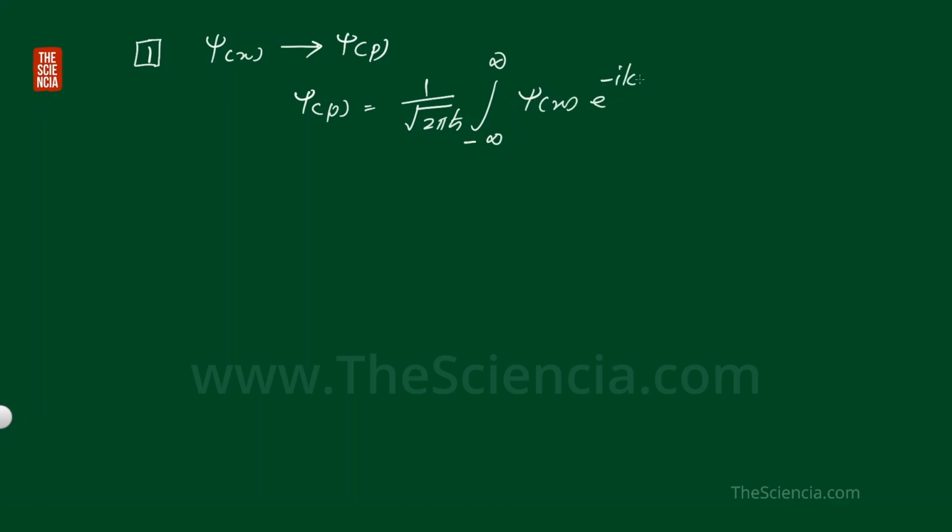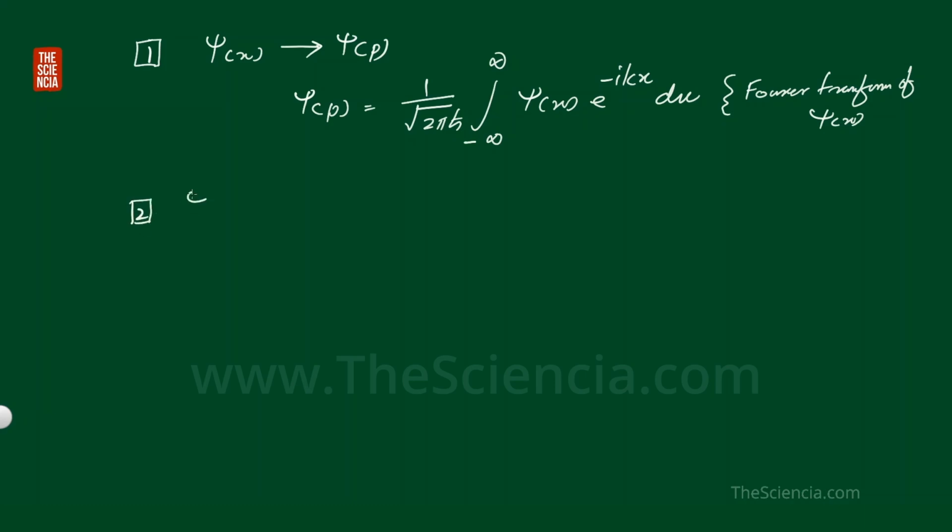Now the first one, that is we have a wave function in terms of x. Now we have to transform it into a wave function in terms of p. Then we have to use this equation, that is psi(p) is equal to 1 by root 2 pi h cross integral minus infinity to infinity psi(x) e raised to minus ikx dx. See, this one is Fourier transform of psi(x).